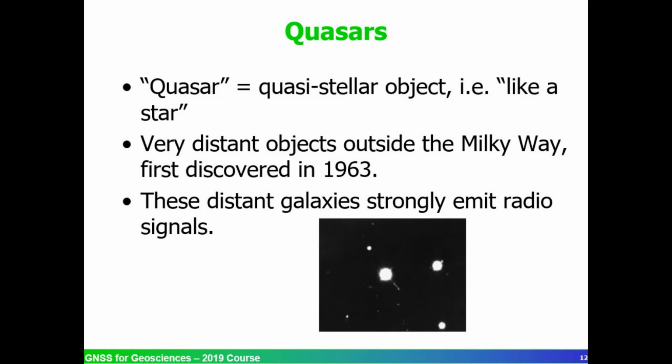Quasar, quasi-stellar object, that is like a star. Very distant objects outside the Milky Way, first discovered in 1963. These distant galaxies strongly emit radio signals.